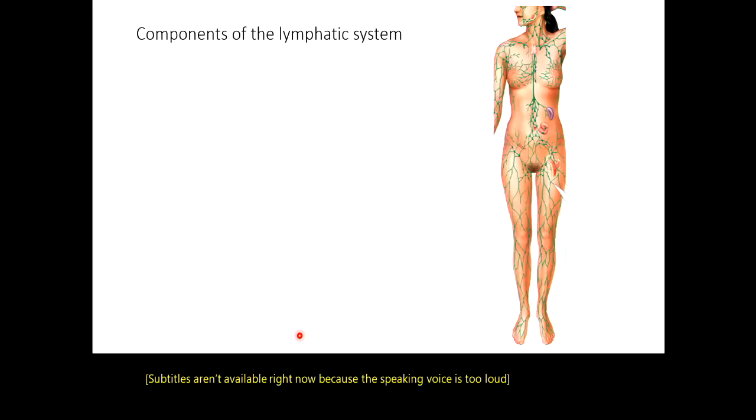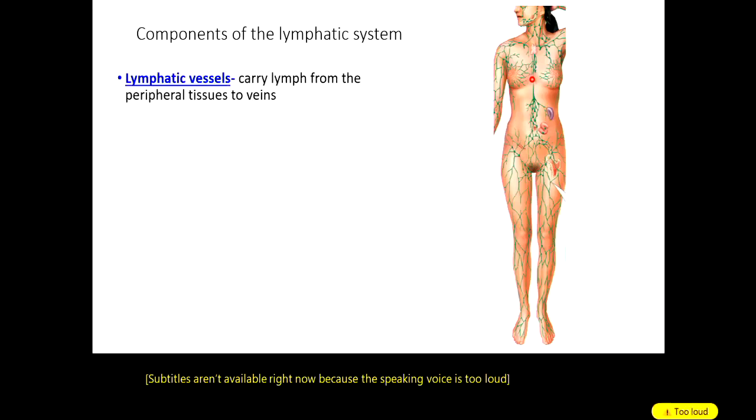So here's a cartoon showing you the various lymphatic vessels, here shown in green. In the real body, it's not green, it's just colored this way for ease of visualization. The lymphatic vessels are going to carry the lymph from the peripheral tissues all the way back to the veins, which will carry that back to the heart, right?